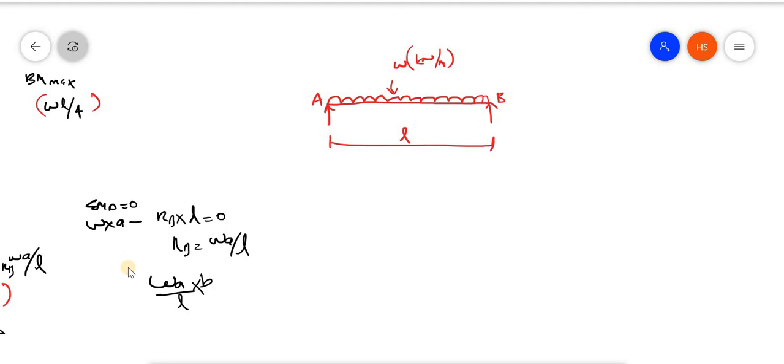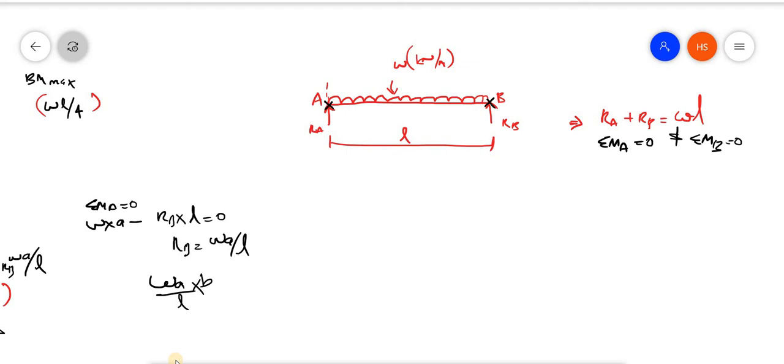First of all, I have to find out the reaction, that is RA and RB. So RA plus RB is equal to the total load, which is W into L, because it's a rectangular load and the area will be the loading. Next I am taking the moments: sigma MA should be 0 and sigma MB should be 0.